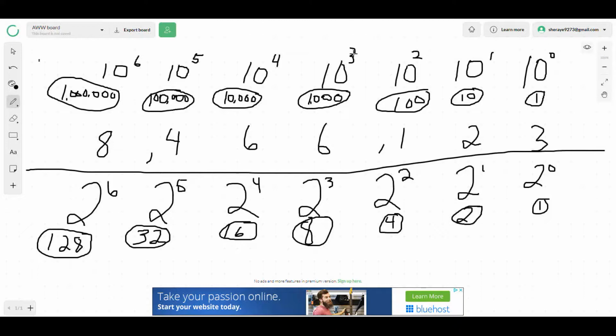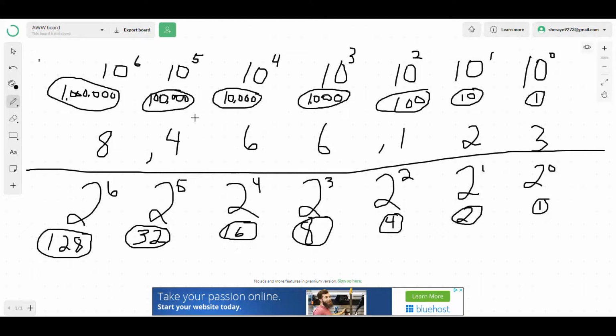10 to the 3rd power is 1,000. 10 to the 4th power is 10,000. 10 to the 5th power is 100,000. 10 to the 6th power is a million. And on and on and on. We can go as far up as however far you can count.